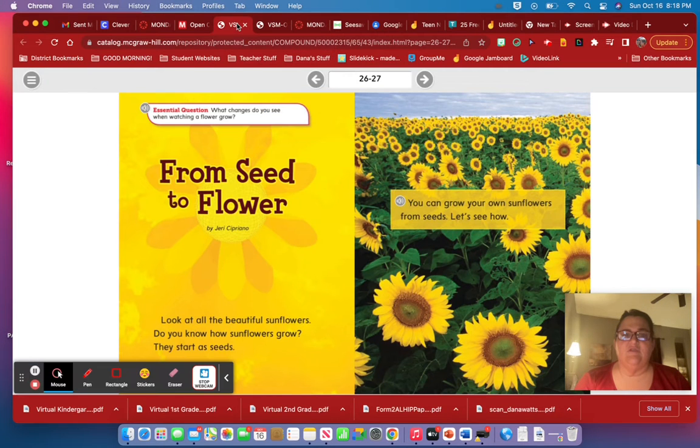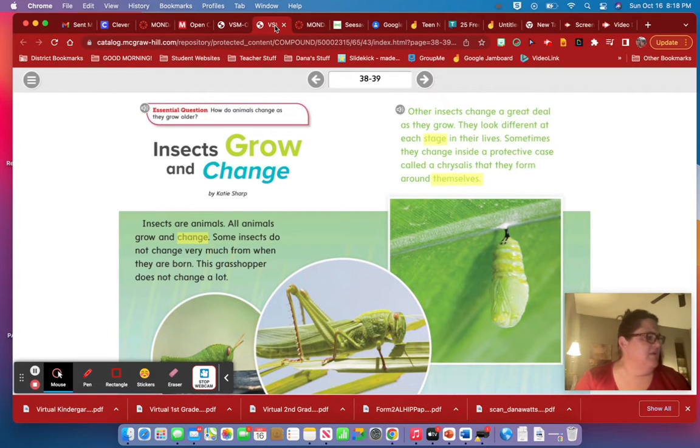You're going to do a story called From Seed to Flower, and it's going to be about the life cycle of sunflower seeds or a sunflower plant. And then you're also going to do, I think it's Wednesday maybe, another story called Insects Grow and Change. And this is going to be a different kind of life cycle. Instead of being about plants, it will be about insects.